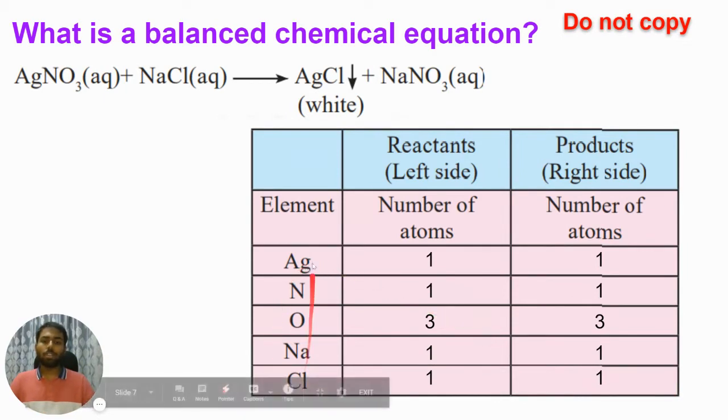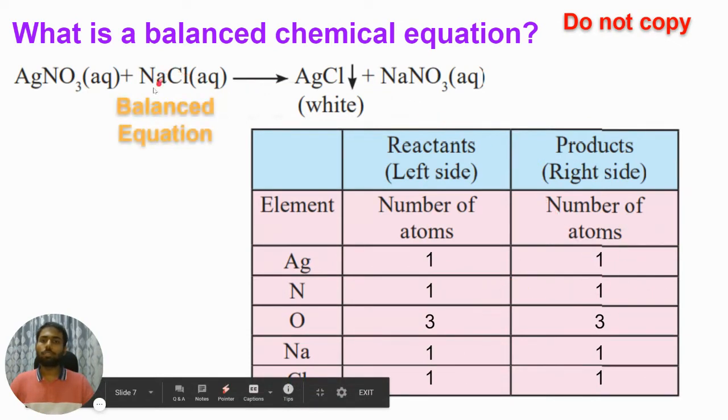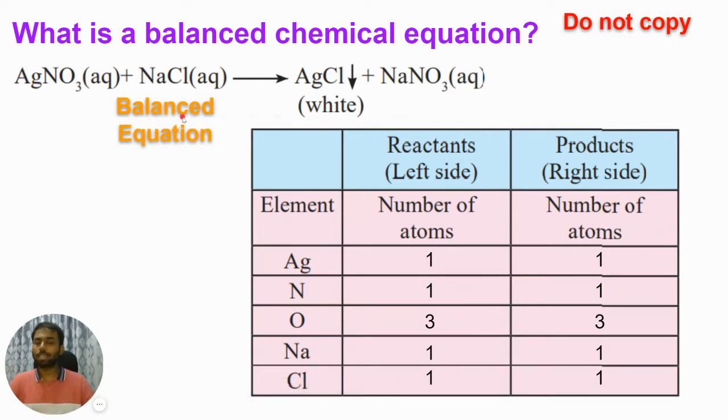That number of elements on the left hand side, which is reactants, is equal to the number of elements on the right hand side, which is products. So whenever these numbers are equal, the दोनों columns में same numbers है, उसका मतलब है ये equation balanced. Okay, this is a balanced chemical equation.